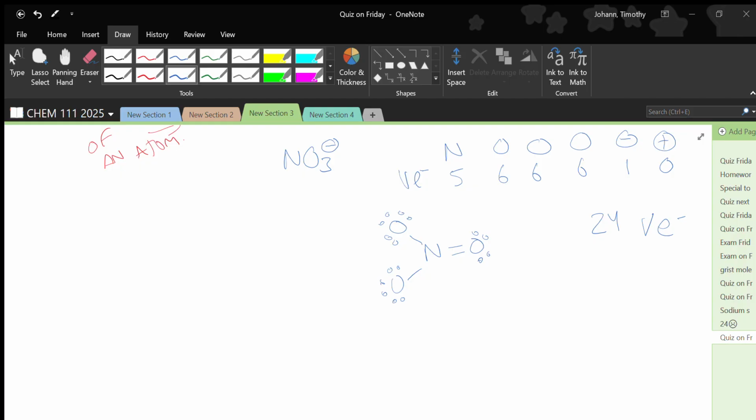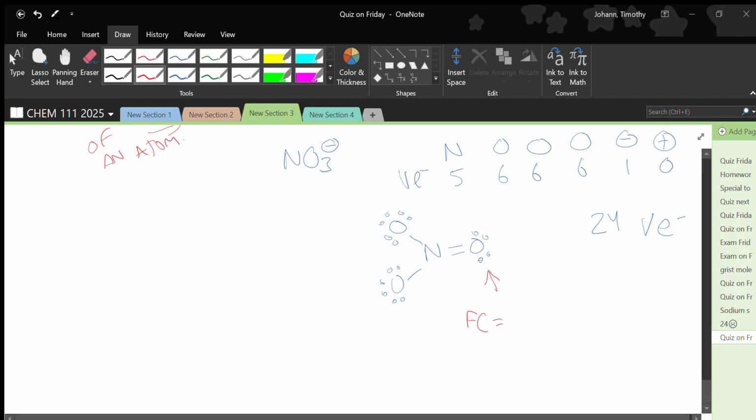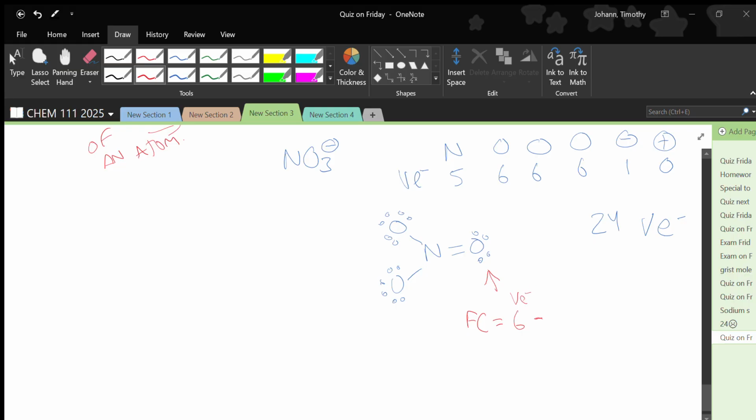So this is our molecule, this is our good Lewis dot structure. What are the formal charges on these atoms? Let's start with this oxygen here. Formal charge is equal to number of valence electrons. How many valence electrons does oxygen have? 6 valence electrons. How many bonds do I have to that oxygen?